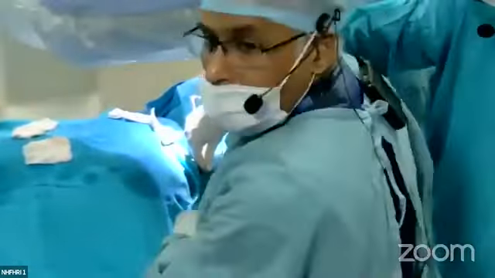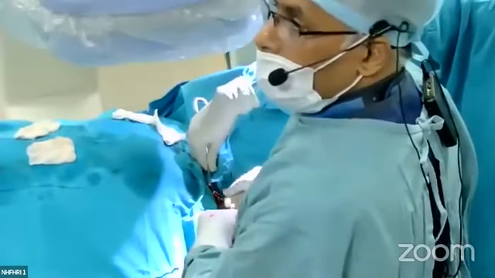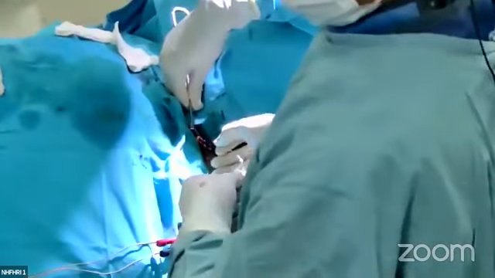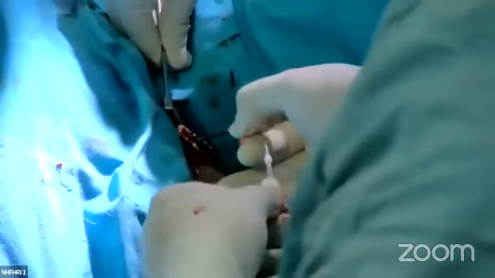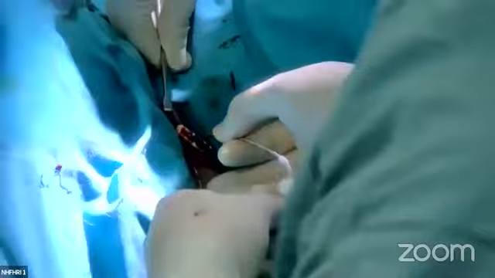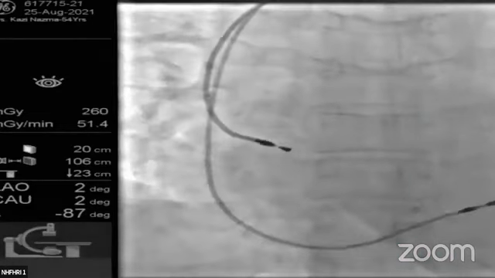Can you please focus on how to introduce the sheath? So this is the right atrium. Monitor, please. How do we introduce the right atrial lead and pull out the sheath? Now I am pulling back the stellate.